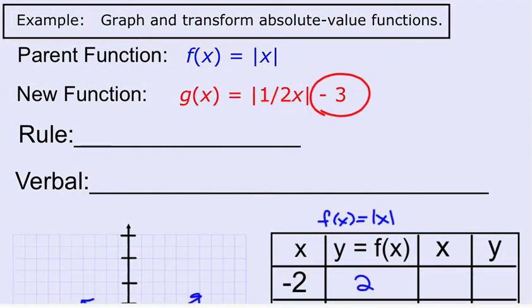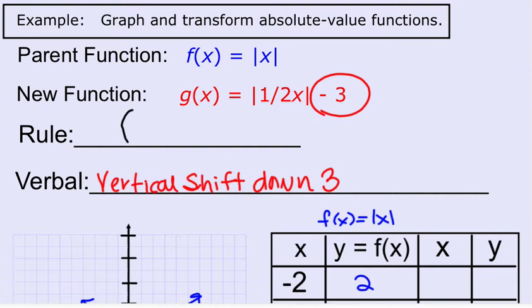So our verbal is a vertical shift down 3 units. As a rule, we just said we're vertical. Vertical represents the y. We're shifting everything down, so we're subtracting 3 from all those y's.